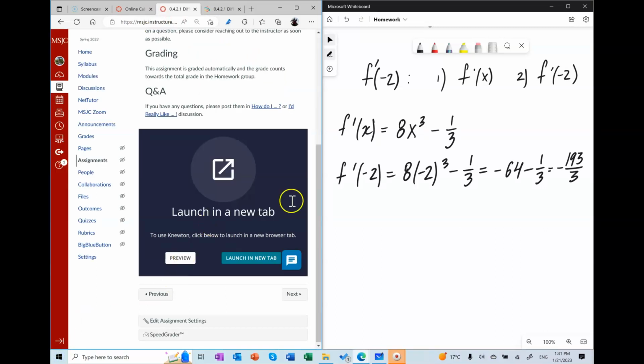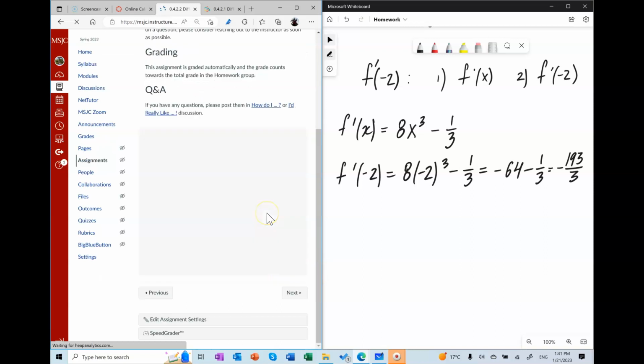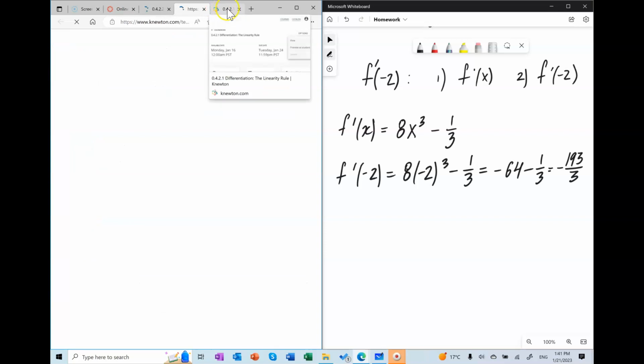Now that we have completed the previous homework assignment, let's move on to the next one. And in the next problem set, we are going to work on the product rule, which is slightly different. So let's see what we have here.